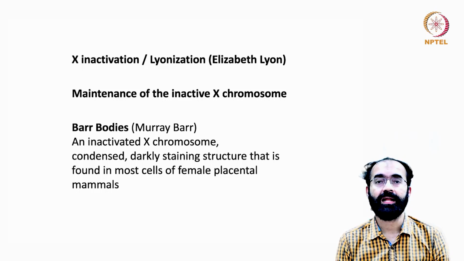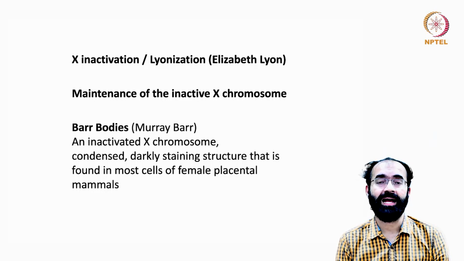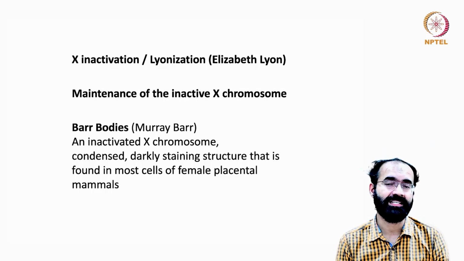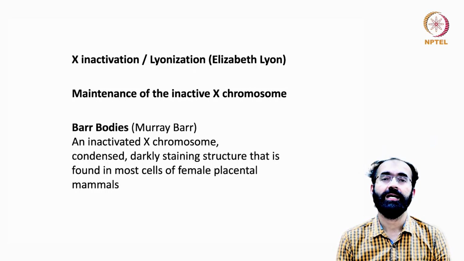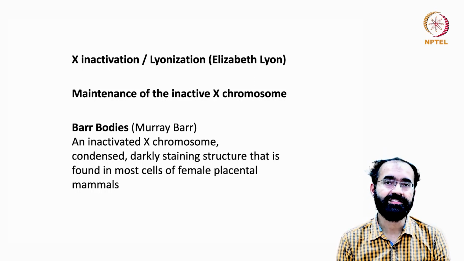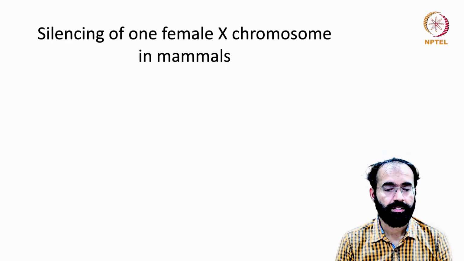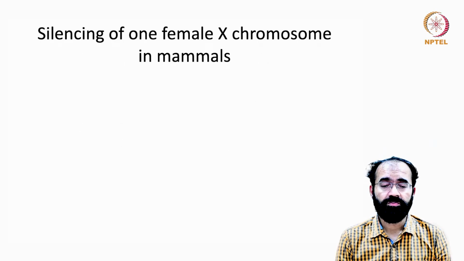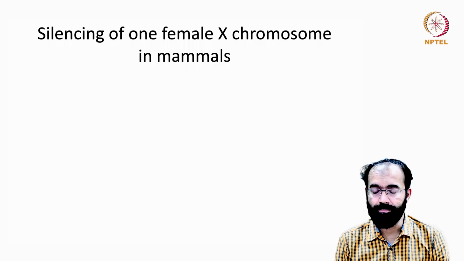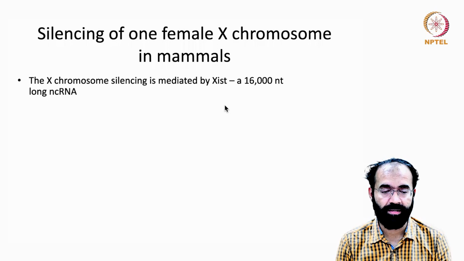Placental mammals are a group of animals that have a placenta during development. Some animals do not have a placenta, they are called non-placental mammals. So we will not go into embryology or animal classification, but understand that placental mammals are the ones which follow this kind of X chromosome inactivation. Silencing of one female X chromosome in mammals takes place during the very beginning of development itself.